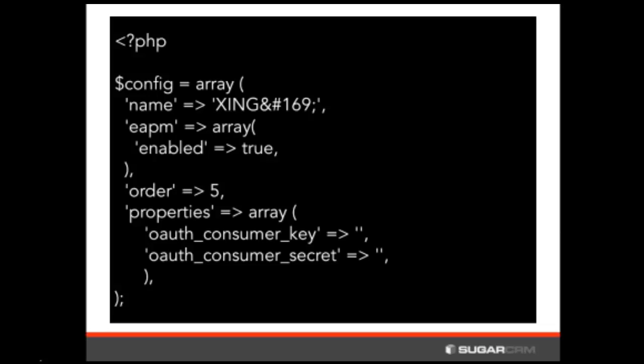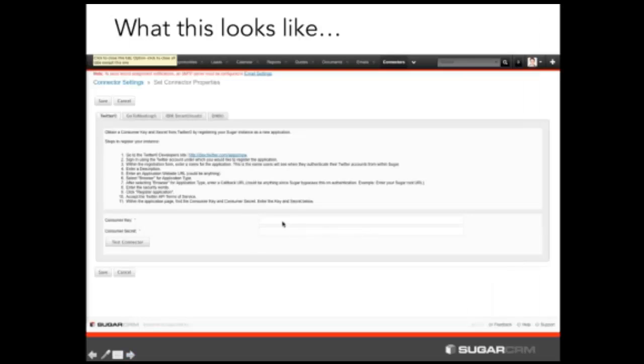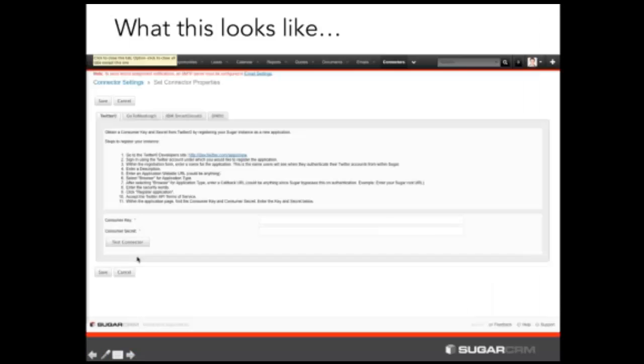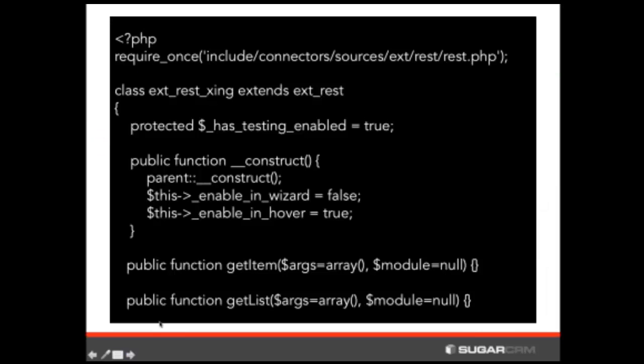So if we look at the config, it's very simple here. We say what the name of it is. We're saying that this is using EAPM. And then we also have the properties in here of what we're asking for. And we're asking for two properties, OAuth consumer key and OAuth consumer key secret. Those get filled in here, and as you can see, that lays it out nicely of all these things you can do. But also notice in there, we have a test connector button here that's also configurable, so that you can actually trigger whether this is testable or not.